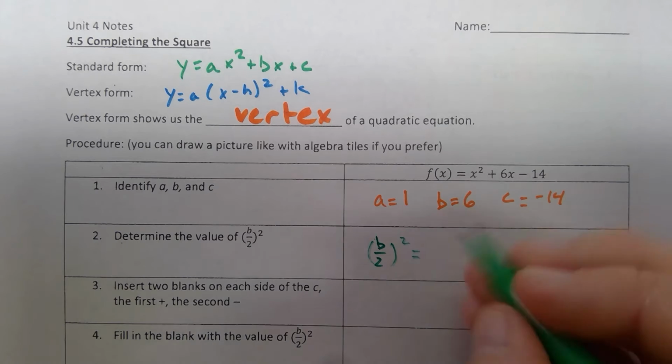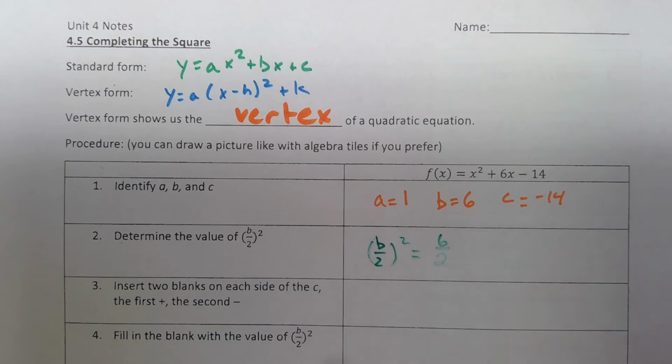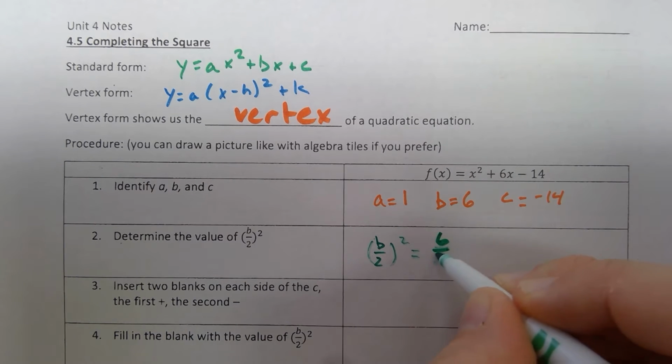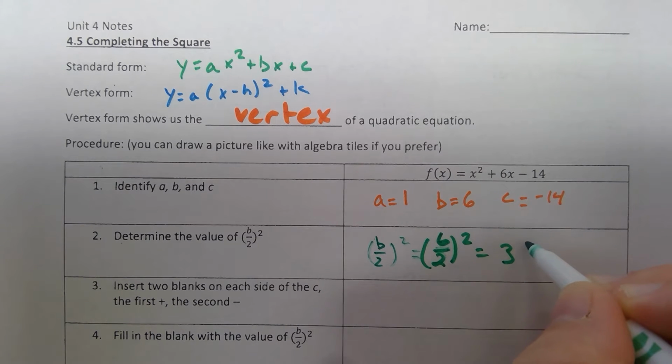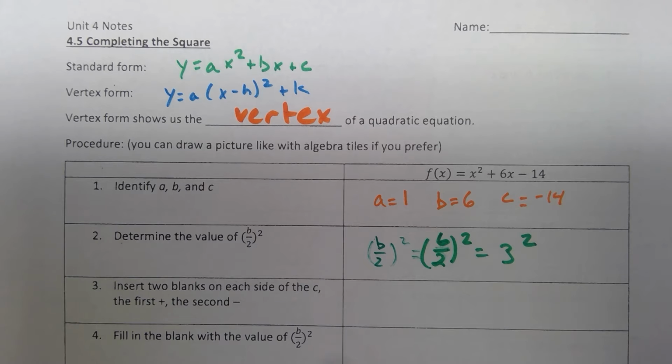equals, there's our b value, 6 over 2. So 6 over 2 parentheses squared. So 3 squared, and I'm going to leave it as 3 squared. This is going to hopefully be helpful in rewriting this into our perfect square binomial in just a couple of minutes. So we're going to now insert 2 blanks on each side of the c value.